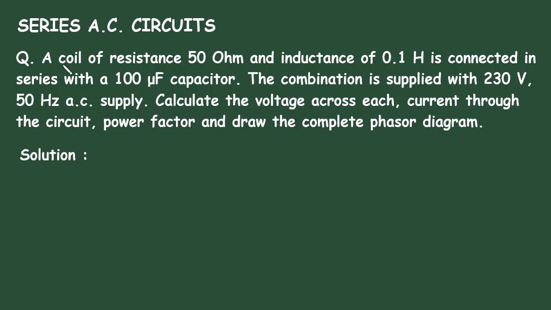Solution: first of all, let's write what is given. A coil of resistance 50 ohm, so the value of resistance is given, R is equal to 50 ohm. Inductance L is equal to 0.1 Henry. Then in series with a 100 microfarad capacitor. Capacitance is given, C is equal to 100 microfarad.